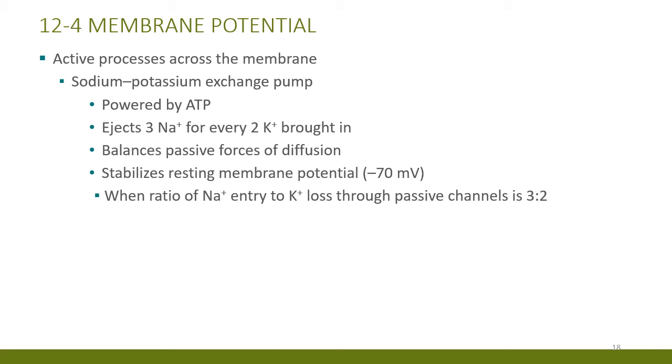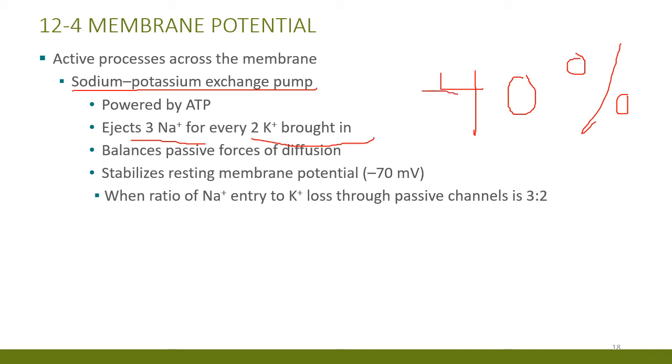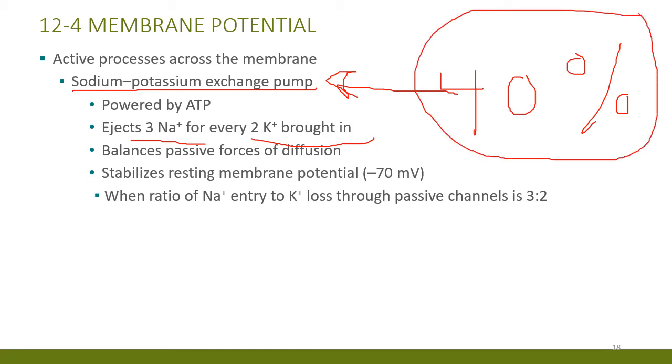So membrane potential is an active process across the membrane. The sodium-potassium pump is working all day long. We talked about that, ejecting 3 sodium ions out for every 2 potassium brought in. It actually is so important that it uses up to how much percent? 40% of resting cell energy is dedicated to that. So 40% of your resting cell's energy is dedicated to pumping out 3 sodium to every 2 potassium. And it balances the passive forces of diffusion and stabilizes resting membrane potential to minus 70 millivolts. That's resting membrane potential.